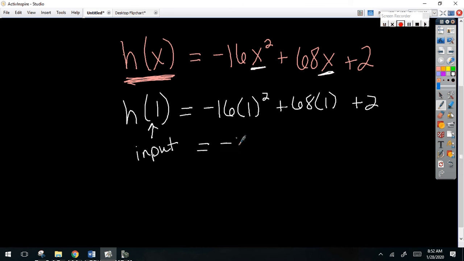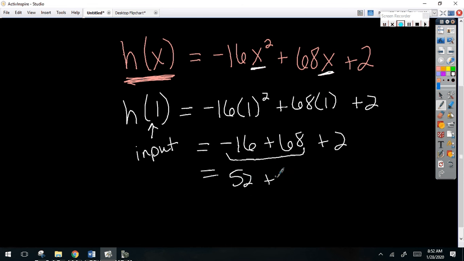All right, let me just simplify this and I'll give you your homework. Negative 16, remember, move left to right. Negative 16 and 68 would be 52. And another 2 would be 54.